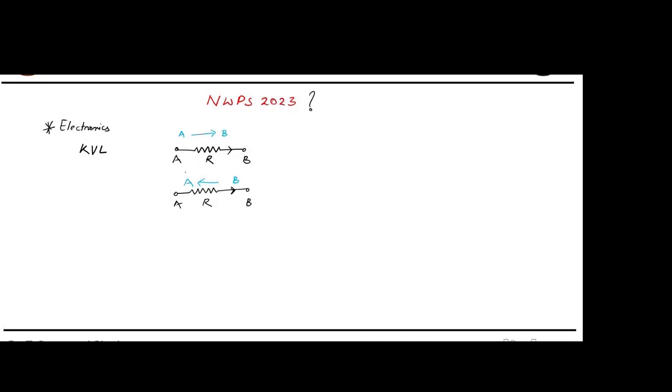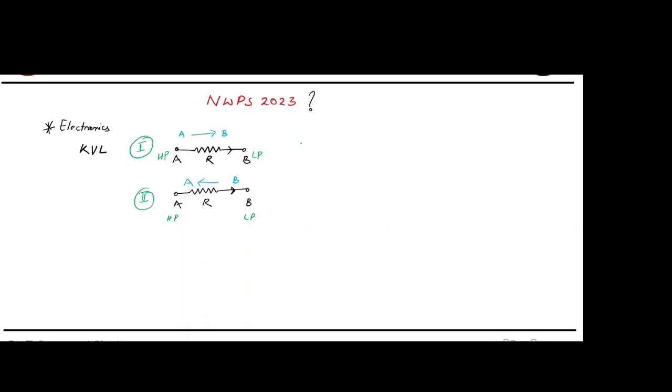Now, the current is flowing from A to B, and we know that the current flows from higher potential to lower potential, right? So obviously A is the higher potential and B is the lower potential, right? Similarly here also, A is the higher potential and B is the lower potential. So I'll call this case 1, and I'll call this one case 2.